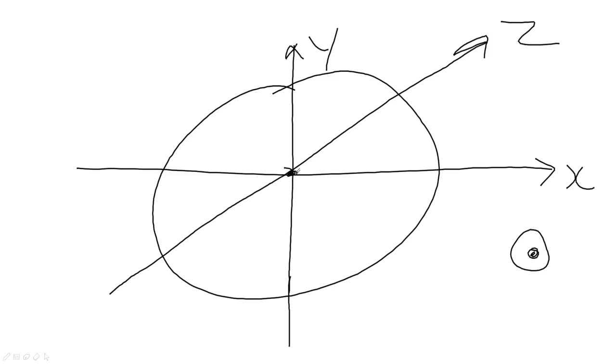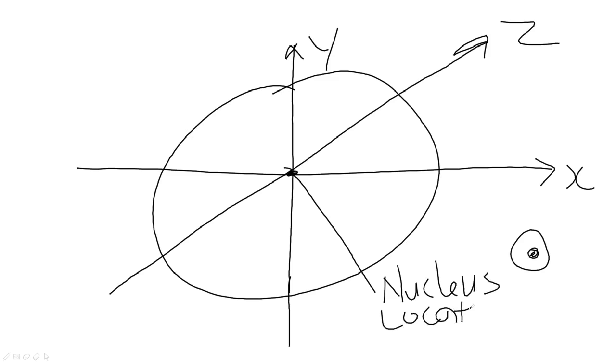Let me write nucleus location. And the electron is now located in this sphere. Let me just put it around this sphere. So this part, they're actually in orbit. We all know that about electrons. Electron location.